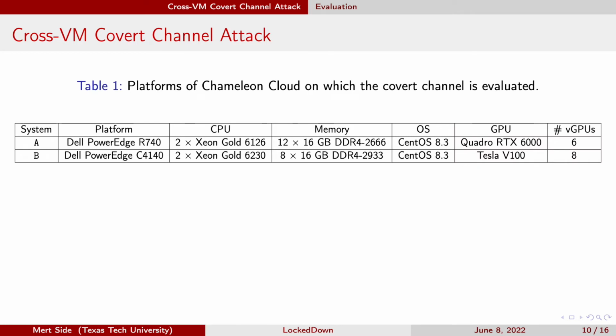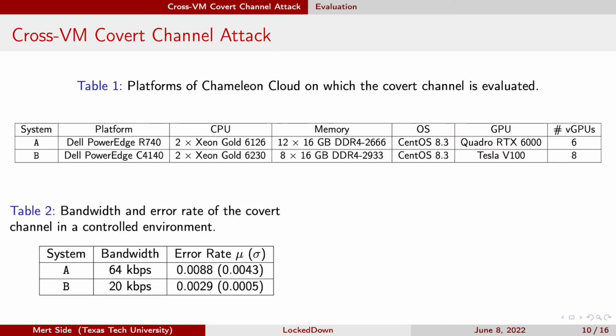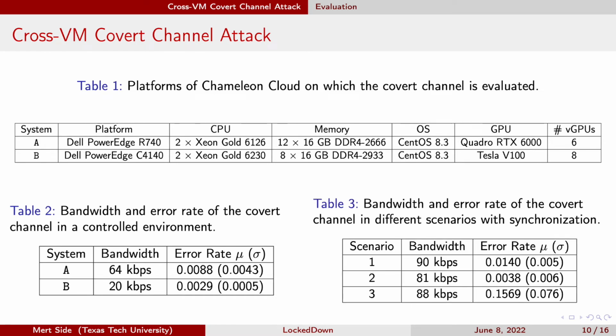As for our evaluations, we have used two different platforms equipped with GPUs. We show that our covert channel reached speeds of 90 kilobits per second with considerably low error rates after little optimization. Not only that, but our covert channel is also more resilient against noise than state-of-the-art GPU covert channels.